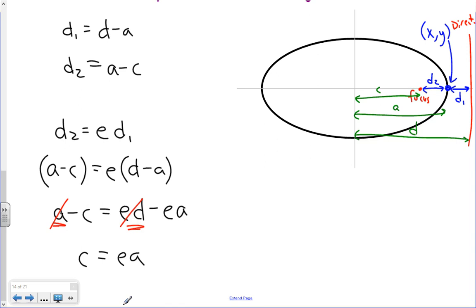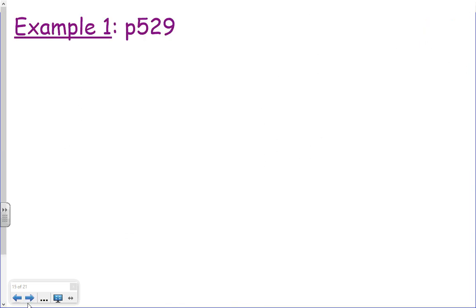All right. Let's try using these now in an example here. So look at example 1 there on page 529. They say to consider the ellipse 49x squared. I'm going to go ahead and write our equation down here. 49x squared plus 16y squared is equal to 784.